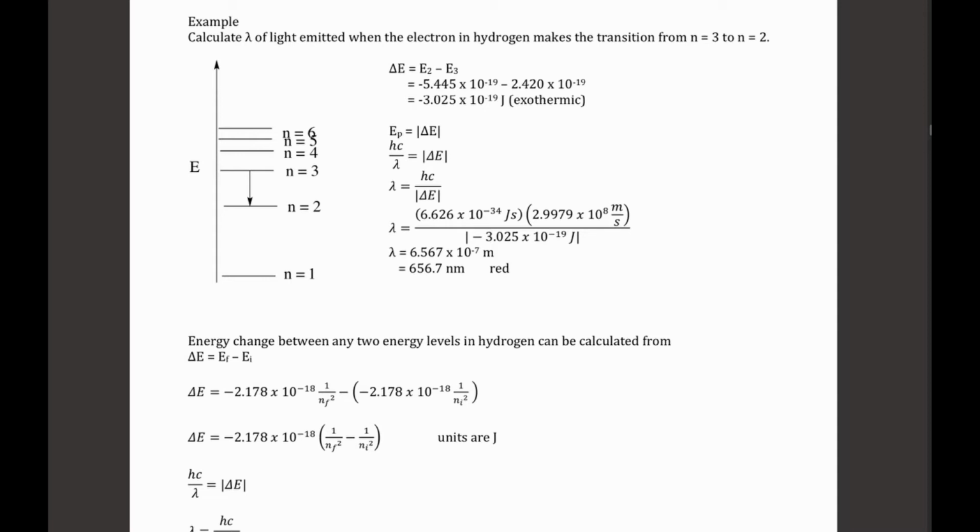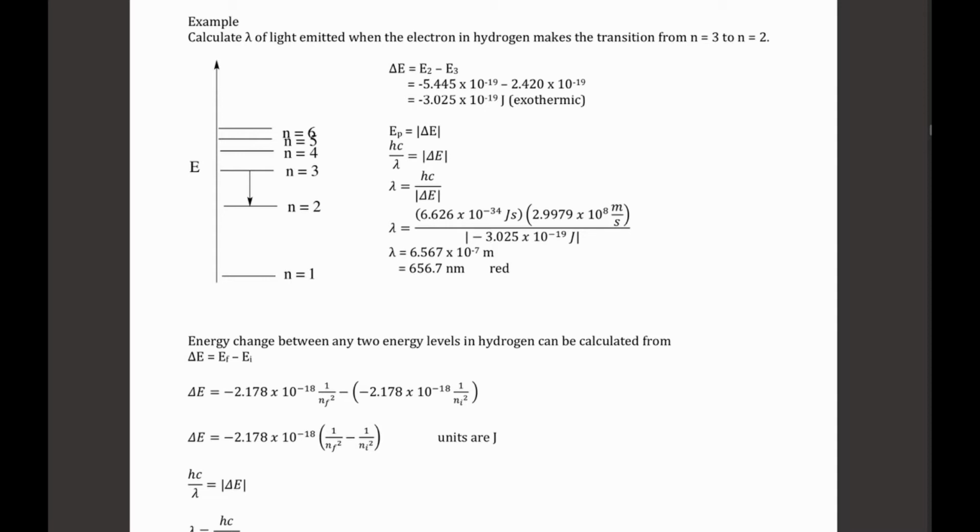So for E sub 2, we have from earlier the value negative 5.445 times 10 to the minus 19. For E sub 3, we have negative 2.420 times 10 to the minus 19. Those are both in joules. And we calculated delta E to be negative 3.025 times 10 to the minus 19. Energy is given off by the atom in the form of light.